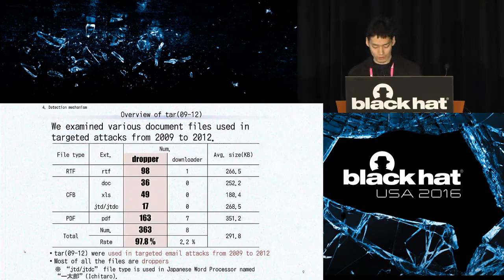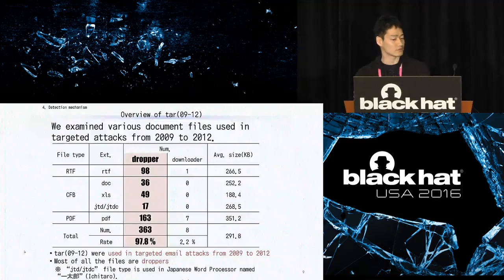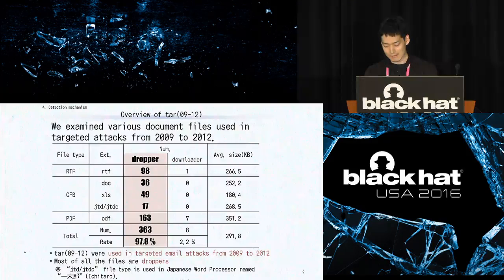I obtained various malicious document files from Japanese organizations. These samples were actually used in targeted email attacks. The breakdown of the obtained samples is shown in this slide. Among the listed file types, you may not be familiar with the JTD file. JTD file is used in the Japanese word processor named Ichitaro. Ichitaro is as famous as Microsoft Word in Japan. So, when a vulnerability of Ichitaro is found, it is often used in targeted email attacks.